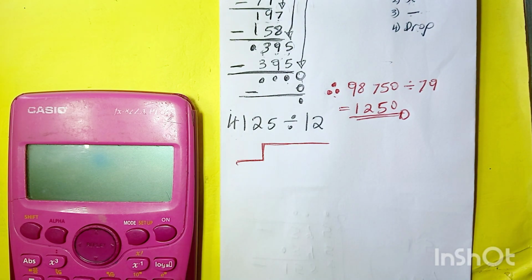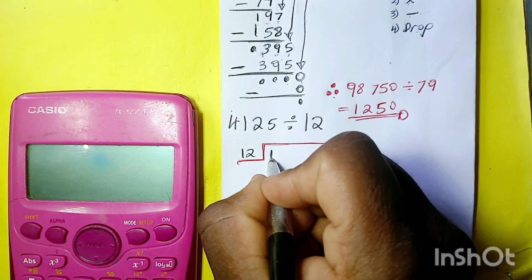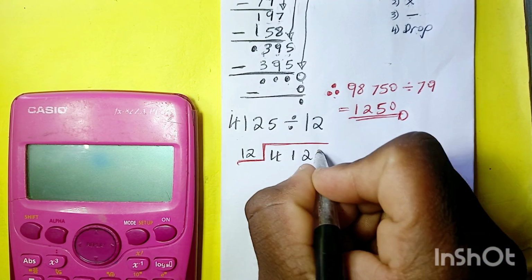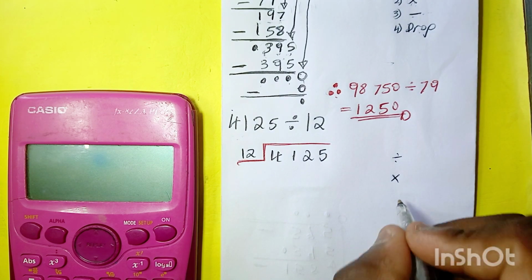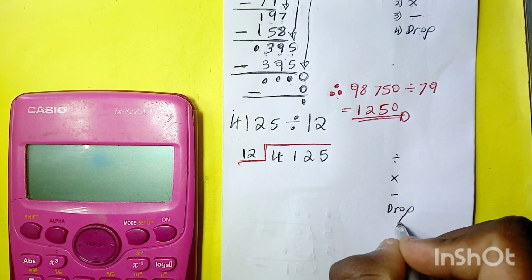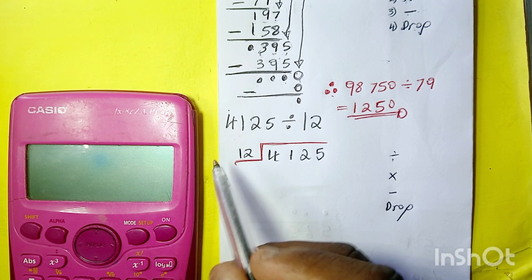And here on this side, you write what? Your small number and a bigger number and a bigger number. Do you see? Then you divide, you multiply, you subtract, you drop. So now let's divide. 4 divided by 12.